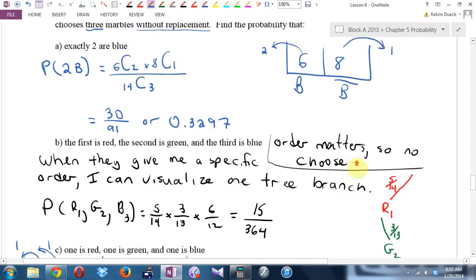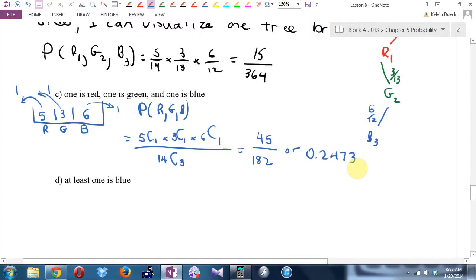How is D different from A? Sorry? Say that loudly, please, Tiff. You want at least 1 blue, so you have 1 or 2 or 3. Okay. And what does or mean? So Tiff is suggesting at least 1. That means... and she is correct.